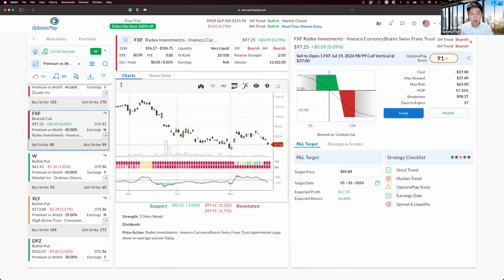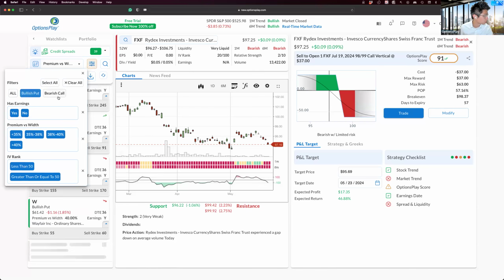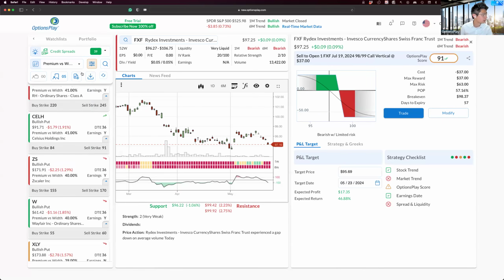Do you have to indicate to OptionsPlay whether you're bullish or bearish to find credit spreads from that platform? No, you don't, but you can sort and filter by only looking at bullish credit spreads or bearish credit spreads. And certainly bullish credit spreads have a further edge, right? Because markets move higher 60% of the time, and move lower 40% of the time.